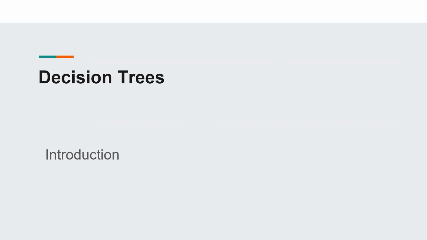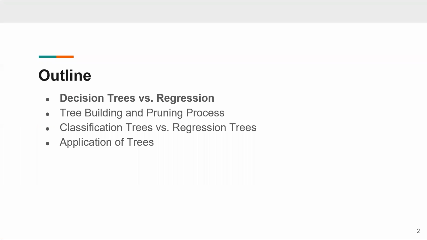Okay, let's take a look at what decision trees are. We want to look at the key differences between decision trees and regression. After that, we can look at the tree building and pruning process. And then we want to differentiate between classification trees versus regression trees, with some examples to show you the application of trees. So first of all, I'm going to start with regression trees.